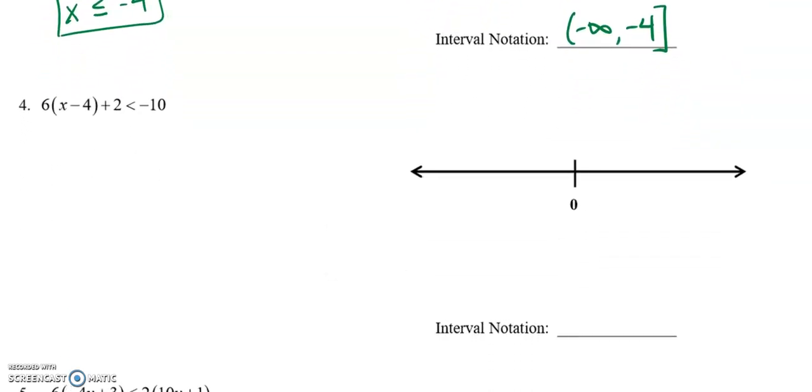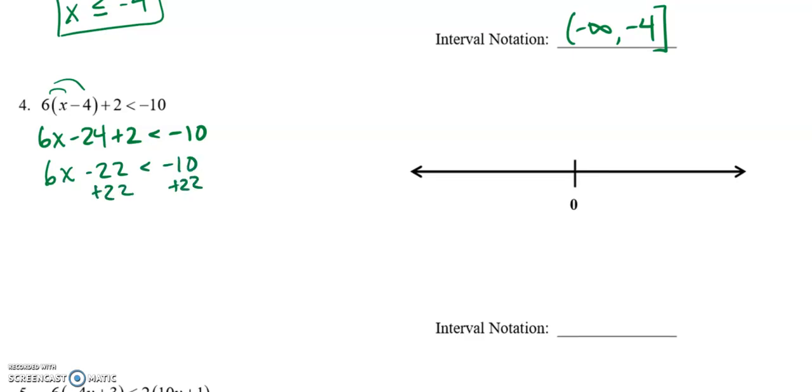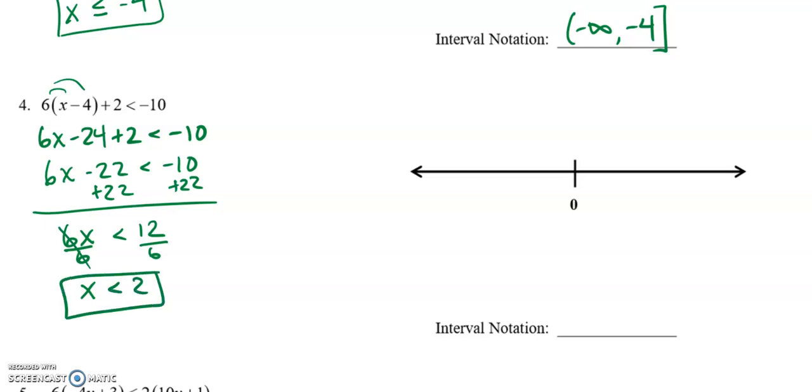All right, number 4. What do you want to do? Distribute? Okay. So we'll distribute the 6. That gives us 6x minus 24 plus 2 less than negative 10. That gives us 6x minus 22 less than negative 10. Add 22 to both sides. That gives us 6x less than 12. Divide both sides by a positive 6, so no flipping necessary. We get x is less than 2.